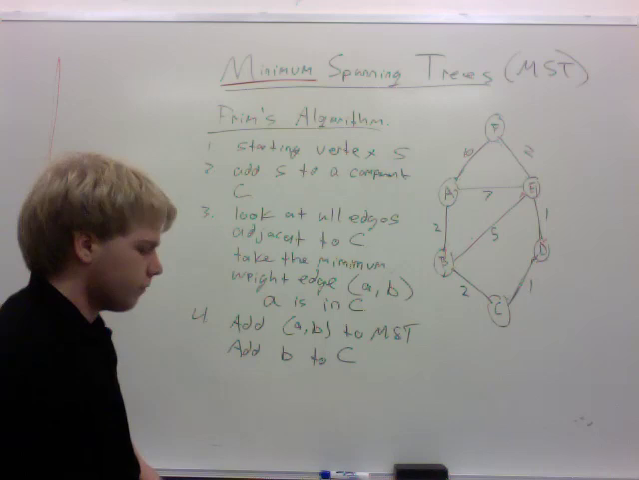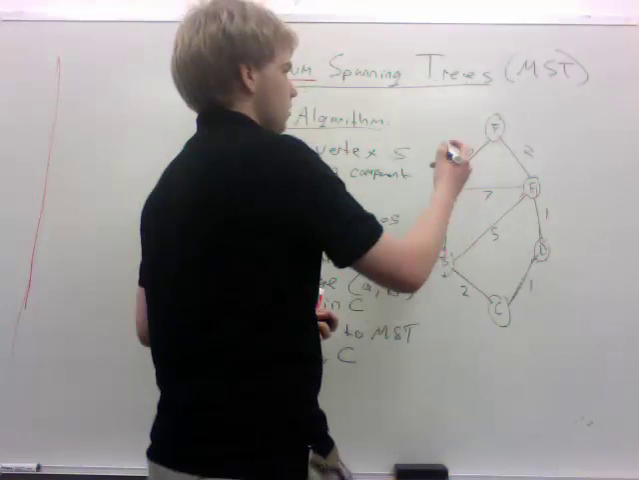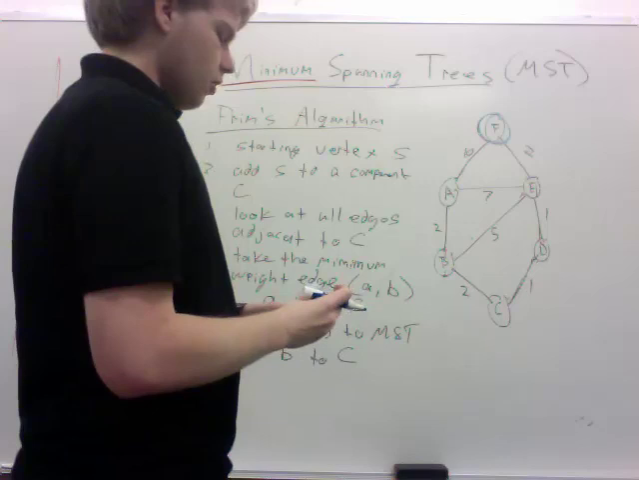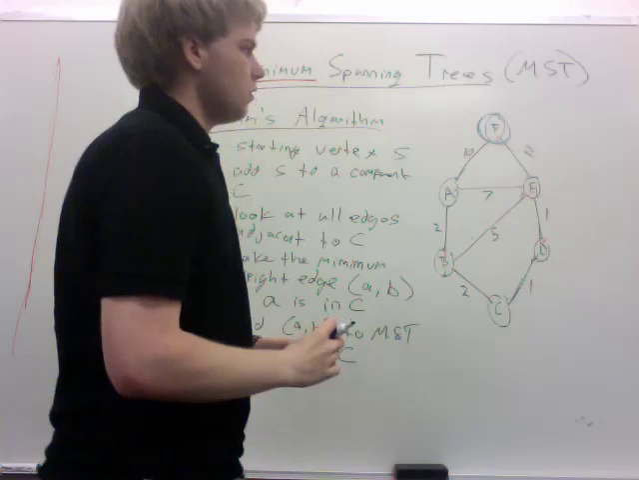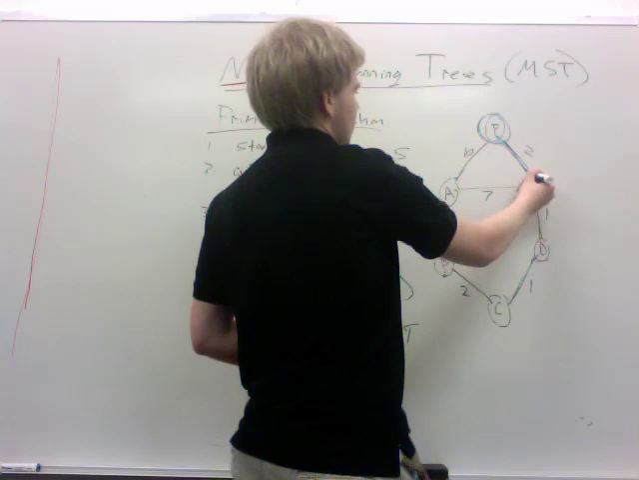So what this is going to look like, let's say we use F as our starting vertex. I'll do this in blue. Choose F as our starting vertex. Now let's look at everything adjacent to our component. Our component is everything circled in blue. So the least weight edge is going to be out of 10 or 2. 2 is the least weight, so we add that edge to our minimum spanning tree and add E to our component.